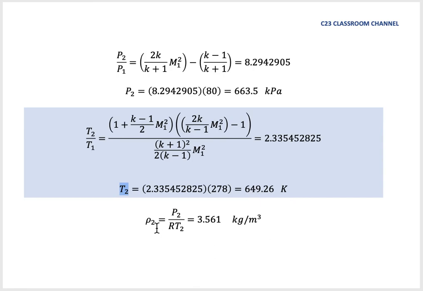649.26 Kelvin. We could calculate the density after the shock wave by using P over RT, and for this condition it is equal to 3.561 kilogram per meter cube.